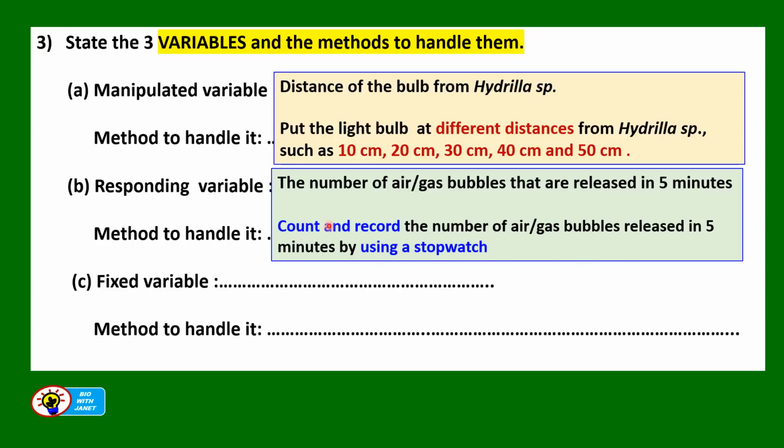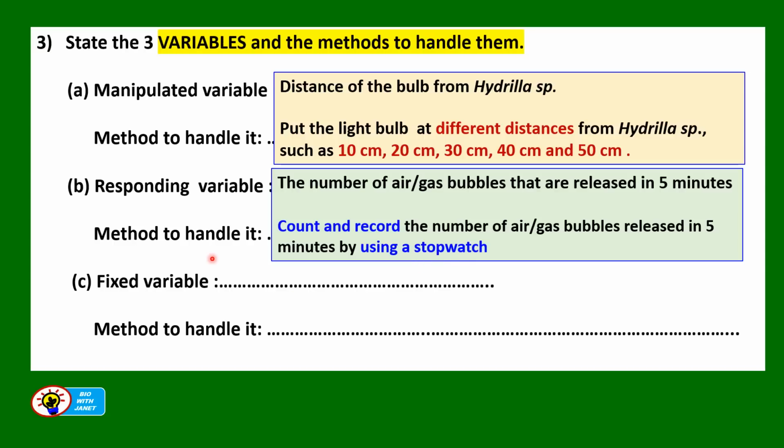Our keywords here are count and record. Because you have to count. Now sometimes it is measure and record, weigh and record, or it could be observe and record, depending on what your RV is. In this case, it's just counting the number of air bubbles. So remember to write the word count, and the word record must be there. And then you must state the apparatus used. In this case, a stopwatch is used. You have to time 5 minutes while you're counting.